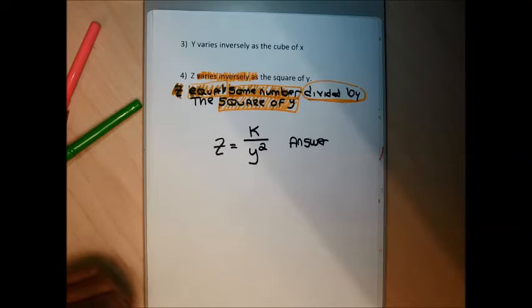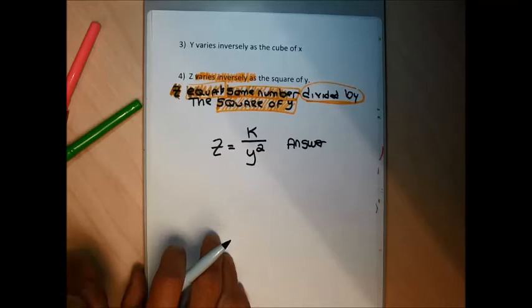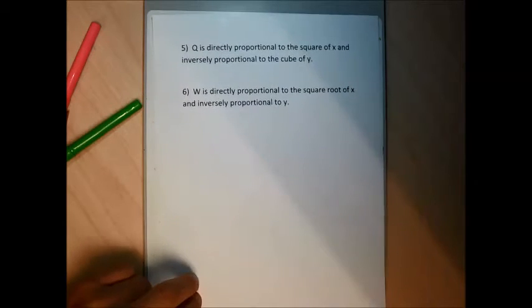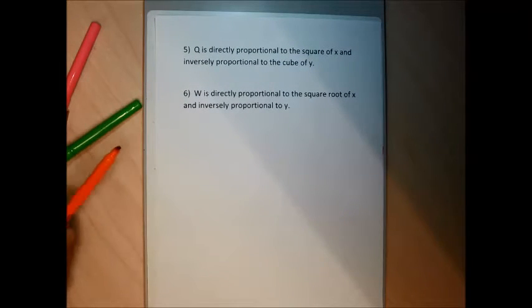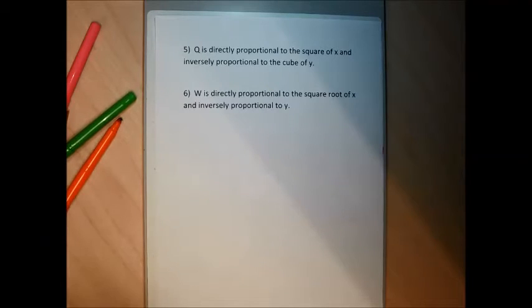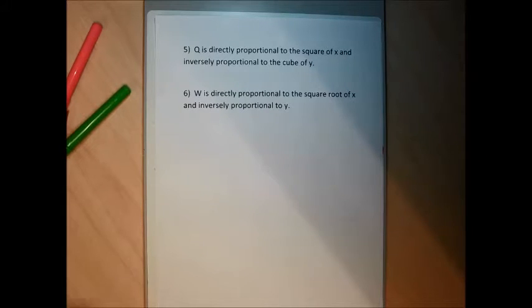Alright, so your problem 3 should work just the same way. Move on to problem 5 and problem 6, which are a little bit trickier problems, because they have 2 of the words, and one of the words is written in a way that I didn't even mention it could be written. But let me jump into number 6 and just try to break it apart for you.